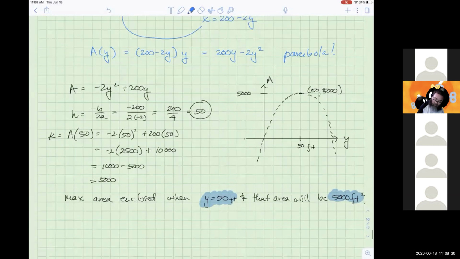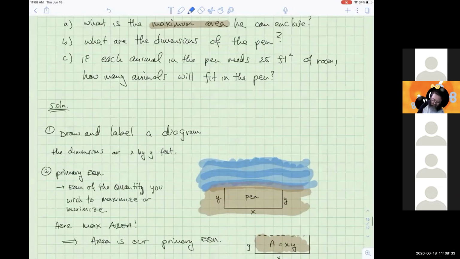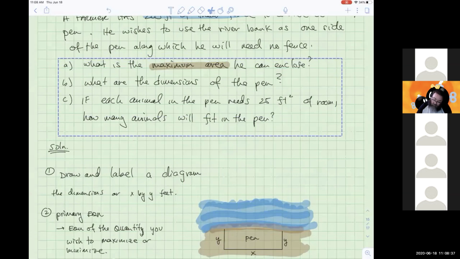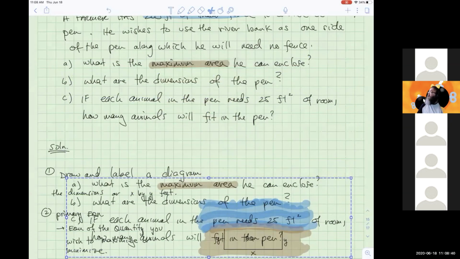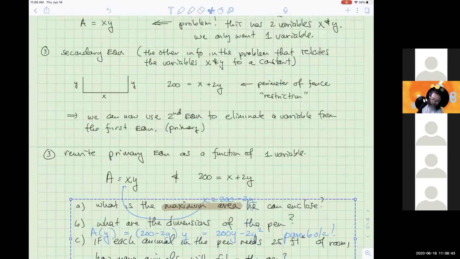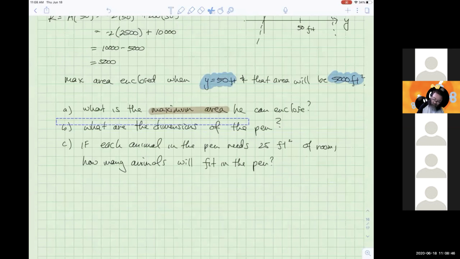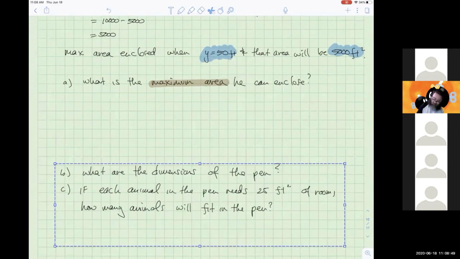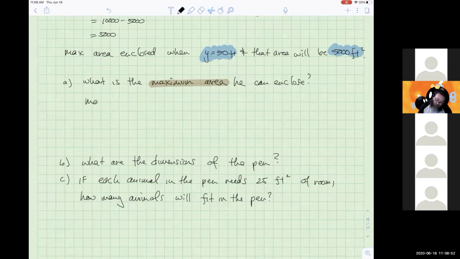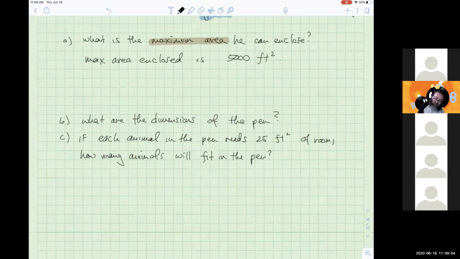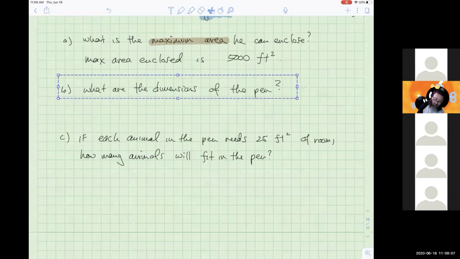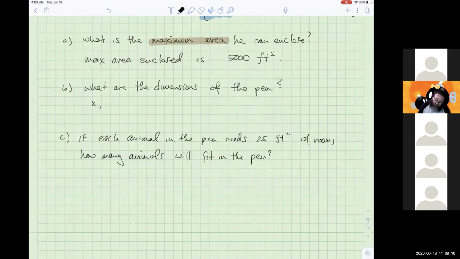So to answer part A, you guys like to part A? Yeah, man. Let's grab these questions and answer them. Max area enclosed is 5,000 square feet. And then it says, what are the dimensions of the pen? Well, the dimensions are X and Y, and we know that Y is 50 feet.